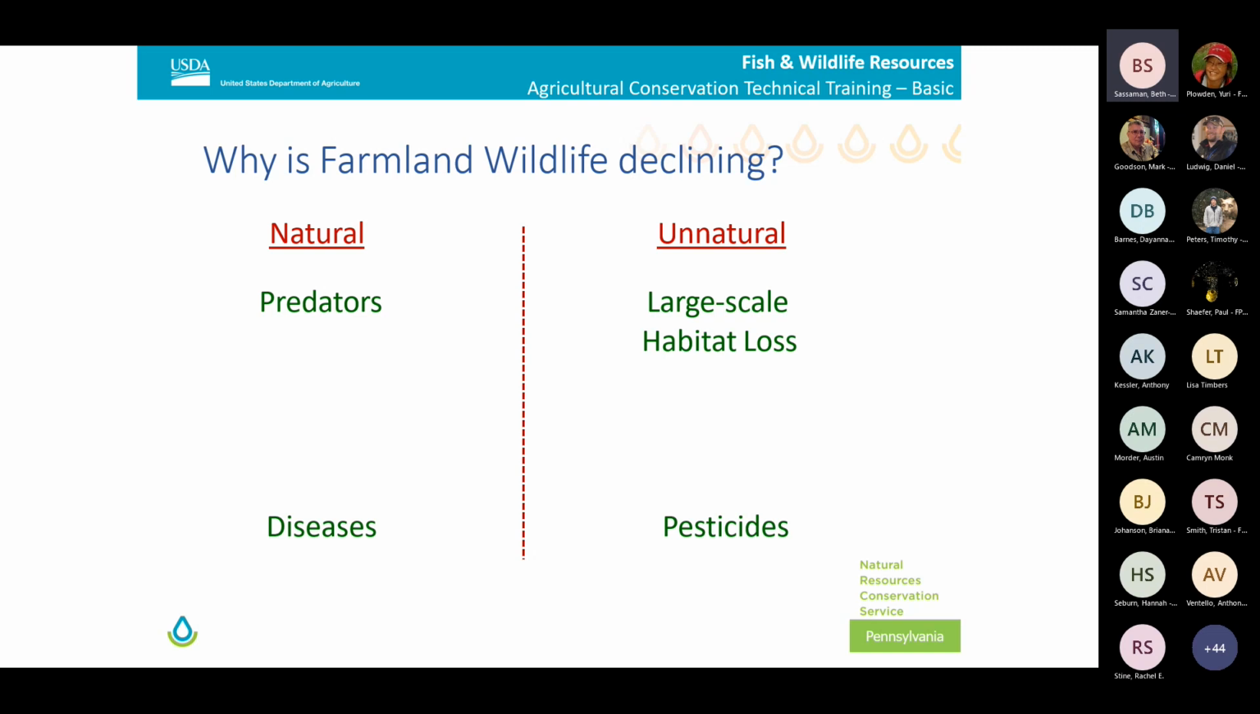And diseases also, we look at chronic wasting disease for deer, the avian influenza for birds. And those are our natural, always commonly occurring things. The unnatural is the large scale habitat loss and also use of pesticides. If you've heard stories about bald eagle decline in the 60s from the use of DDT and how the banning of that pesticide helped their population tremendously, that's the kind of situation that we're talking about when we're saying unnatural. And also land clearing and development is that large scale habitat loss.